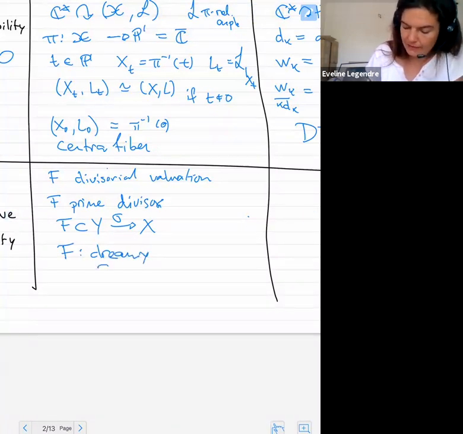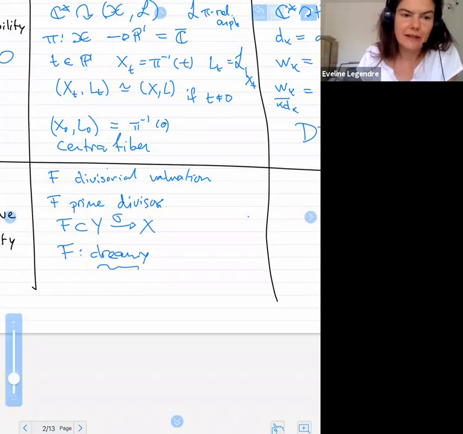This condition is finite generation. The condition is that some filtration is finitely generated, and I will give the definition a little bit later.